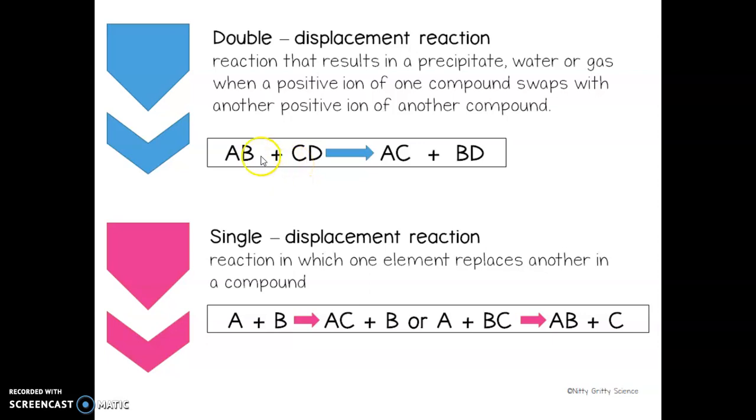So think about it here. If we had AB, which is made up of these two different elements, and then another compound made of CD, after the reaction, we'll see them start to swap partners here, right? Now we have AC and BD.